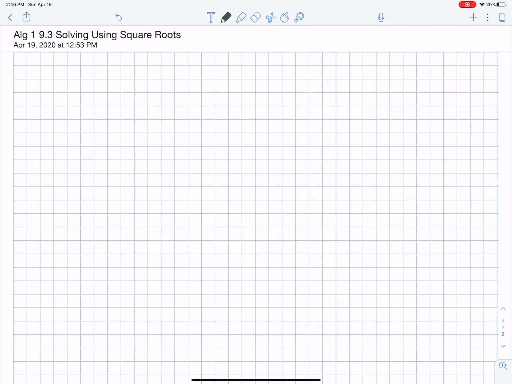So we just talked about how the roots of a quadratic are solving a quadratic, and we have been factoring them. However, there's another way to solve quadratics, and that is by using square roots. And that is why we practiced square roots last week.